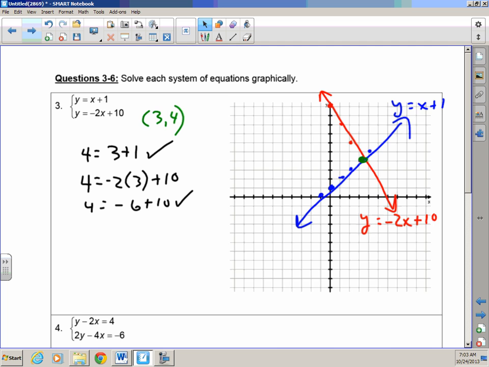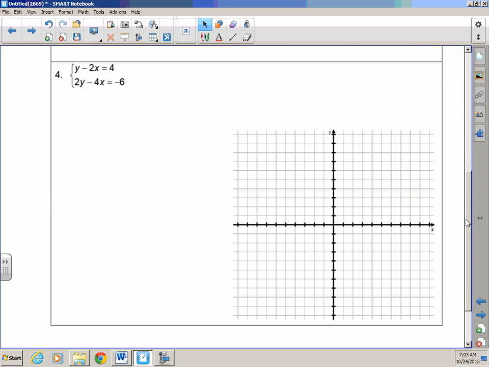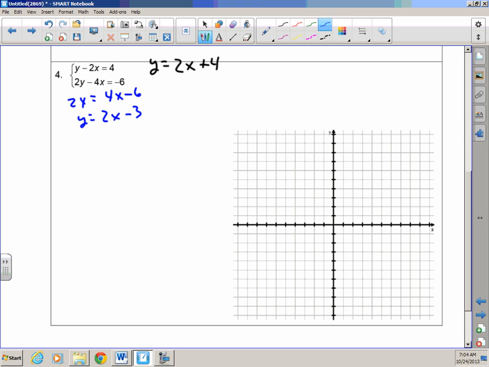Okay, let's go down to the next example. A little bit more work involved here because we have to convert these into slope-intercept form. I'm going to add 4x, so I get 2y equals 4x minus 6, so I get y equals 2x minus 3. So I'm going to graph the blue in blue. Here's negative 3. My slope is 2. I go up 2 over 1, down to 1. And then I go to the other one where the y-intercept is 4, up 2 over 1.